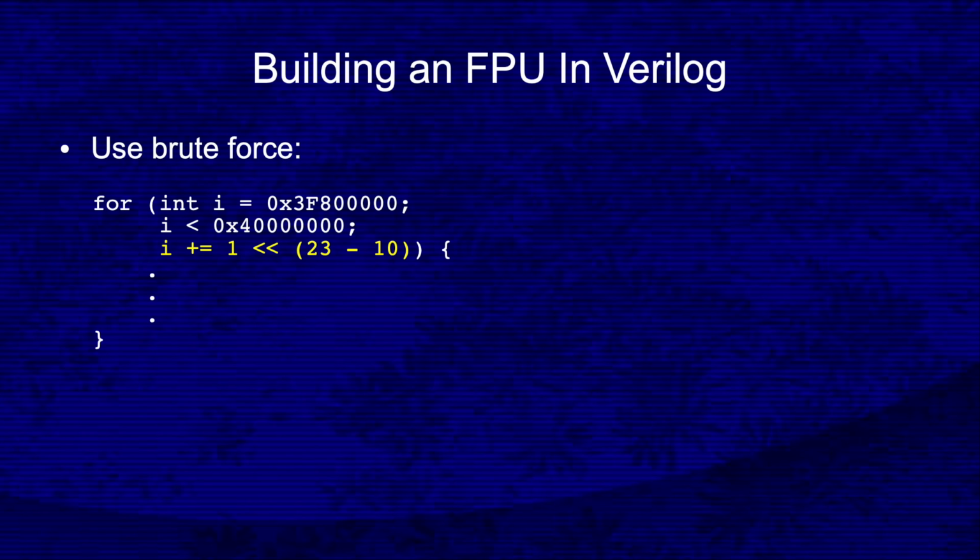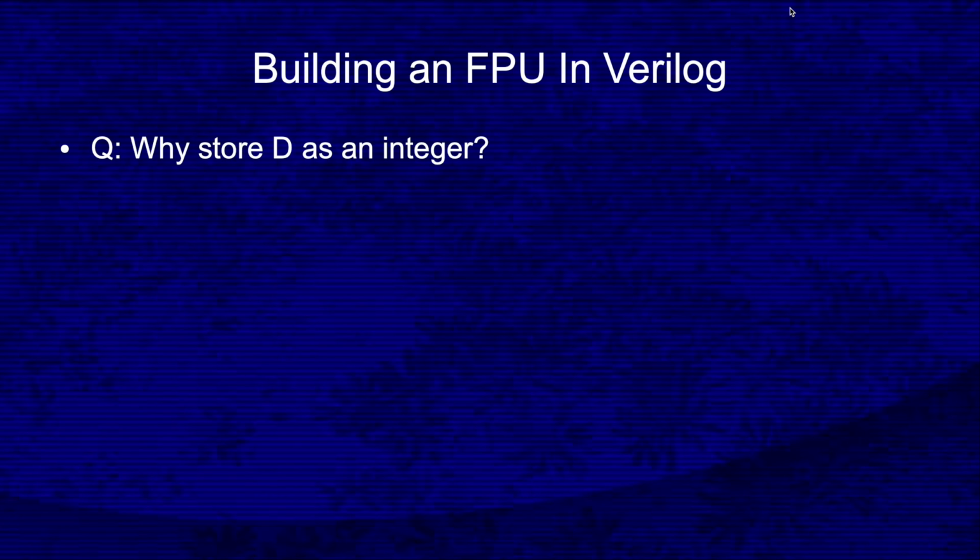To increment the value of d, I treated it as an integer value and incremented it by 1, shifted left by the quantity 23 minus 10. No, really, that's what I did. Here the loop variable I holds the bit pattern for our current floating point value of d. The obvious question is, why encode d as an integer?